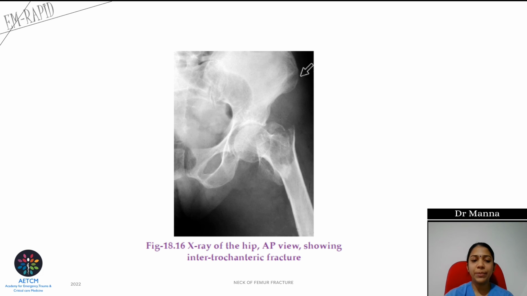So we mainly discussed the neck of femur fracture and one of its close differential diagnoses, the intertrochanteric fracture. And we discussed how to manage the pain in this condition. And we also grossly went through the operative management. I hope you have understood this. Thank you.